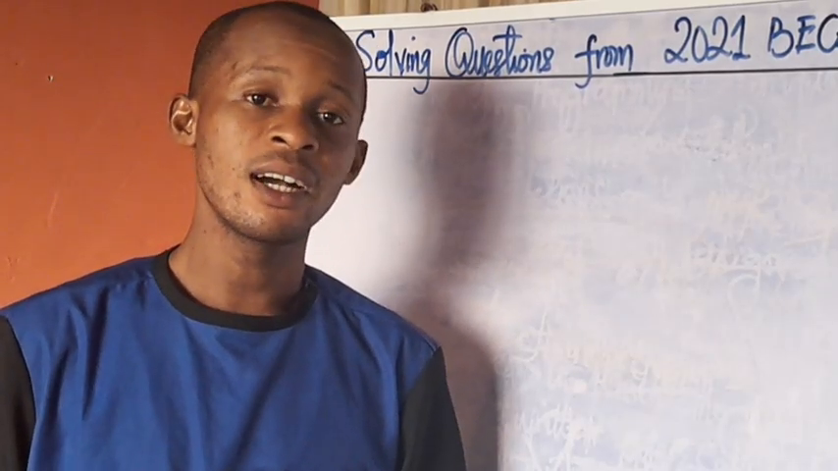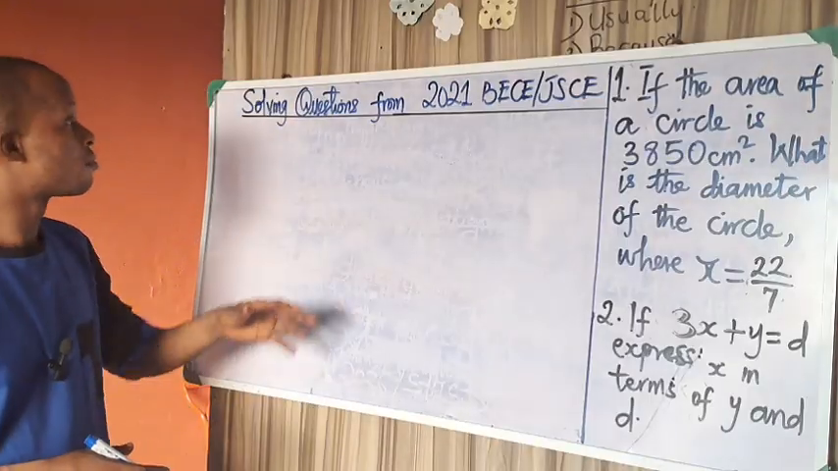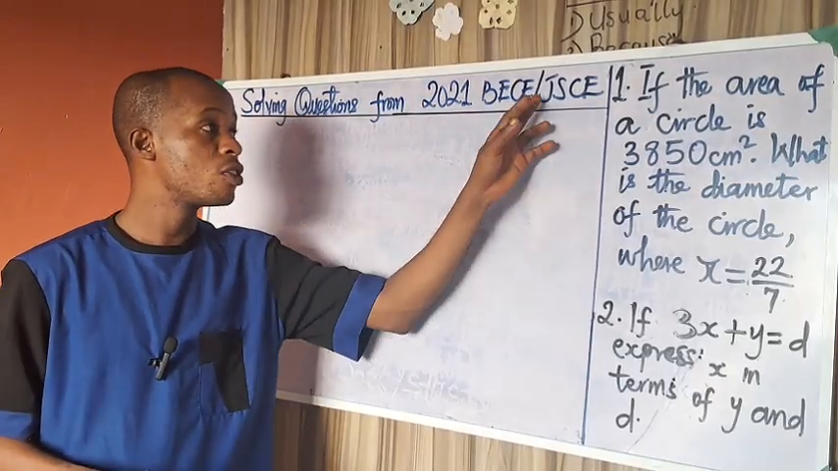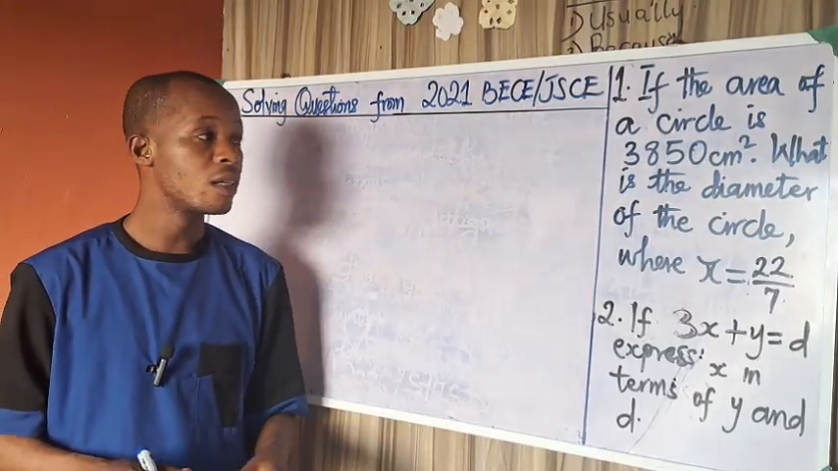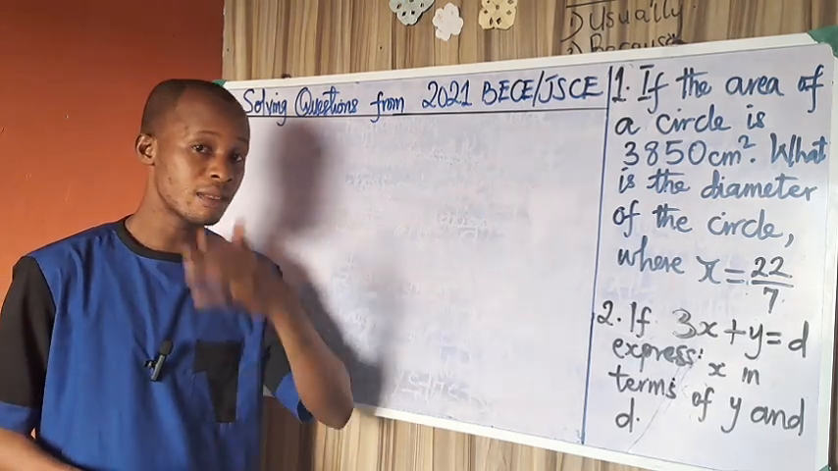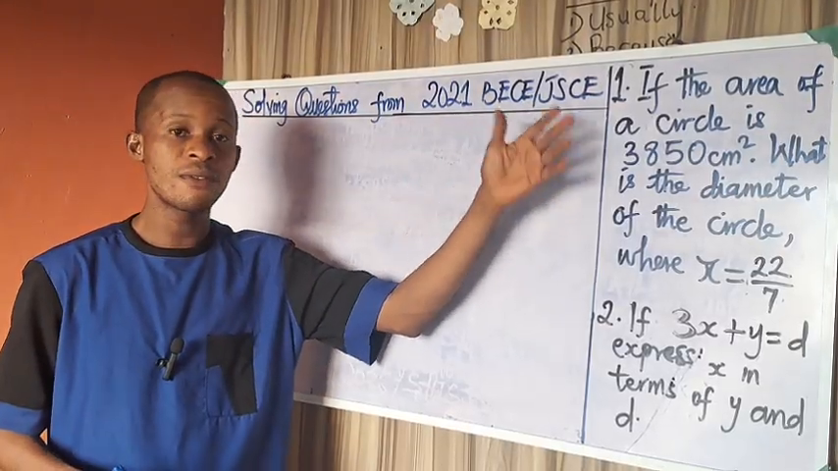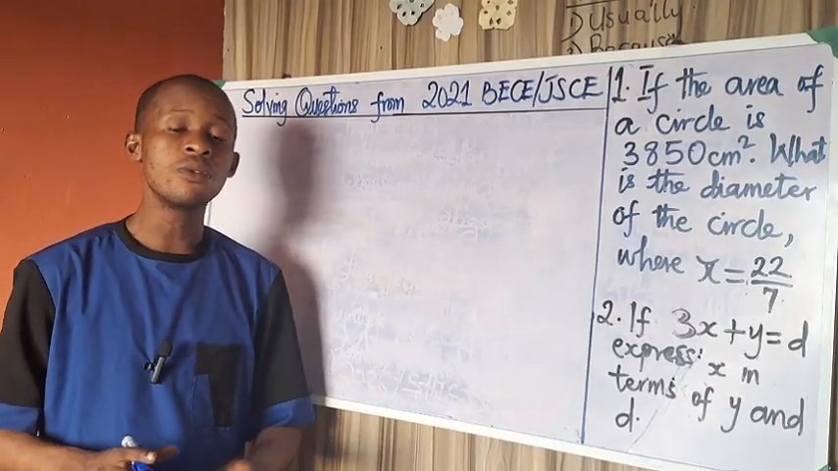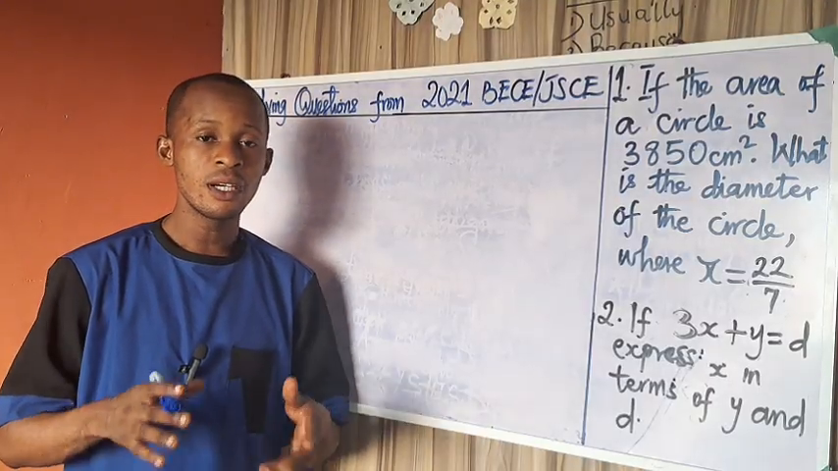In this class today, I stopped by to look into some of the questions in the 2021 Basic Education Certificate Exam or Junior Secondary School Certificate Examination, Rivers State in particular. So these questions I have here, question 1 and 2, are from the mathematics questions for 2021 BECE or Junior School Certificate Exam, Rivers State in particular. I will be solving these questions with you, so I need you to be calm and be attentive as we solve the questions one after the other.